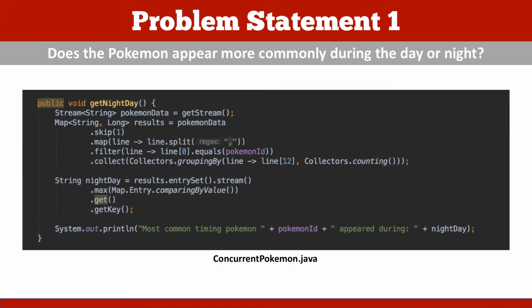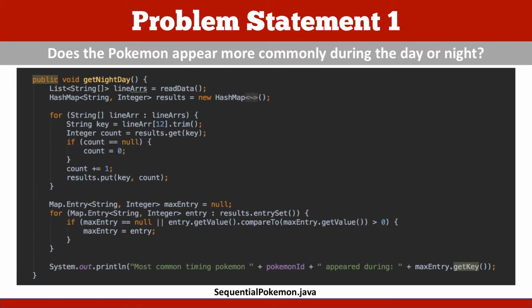Lastly, we use max to compare each result to find out at which time of the day it appeared the most. In sequential Pokemon.java, under the getNightDay function, the readData function will return a list of string arrays that contains the data of a Pokemon specified by the user. A for loop is then used to iterate through this data and count the number of times it appeared at a particular time. We then use another loop to compare the results to get our max entry.